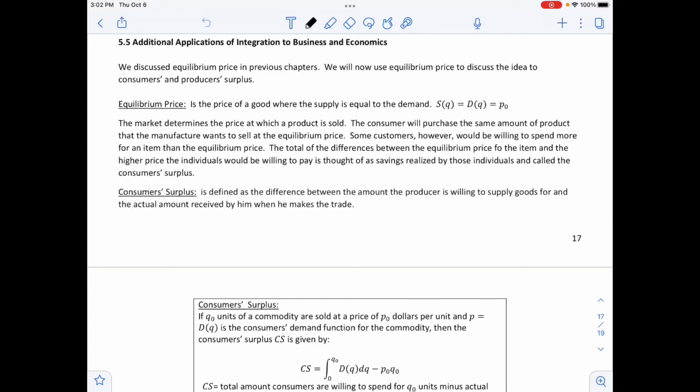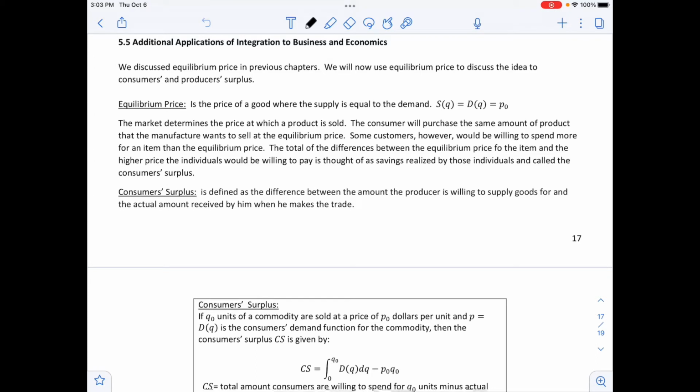We are in section 5.5, additional applications of integration to business and economics. We discussed equilibrium price in previous chapters. We will now use equilibrium price to discuss the idea of consumer's and producer's surplus.